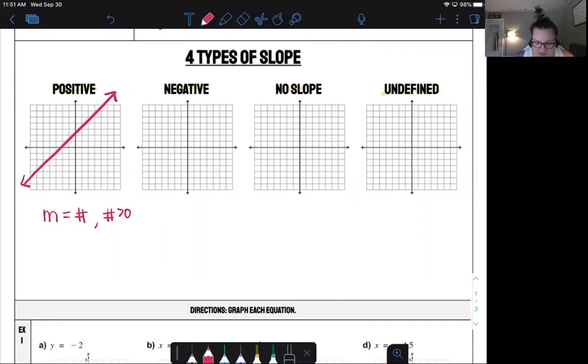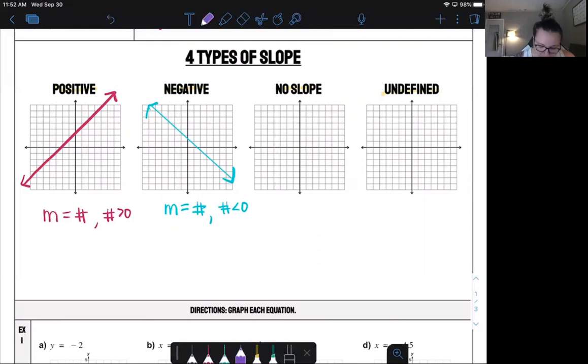All right. Negative slope, on the other hand, happens when m equals a number, and that number is negative, which means that number is less than 0. And a negative slope has a line that rises to the left and falls to the right. So negative slope always looks like this. It rises to the far left, but it falls to the far right.